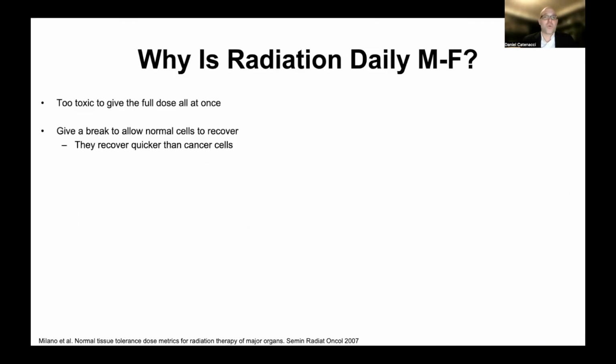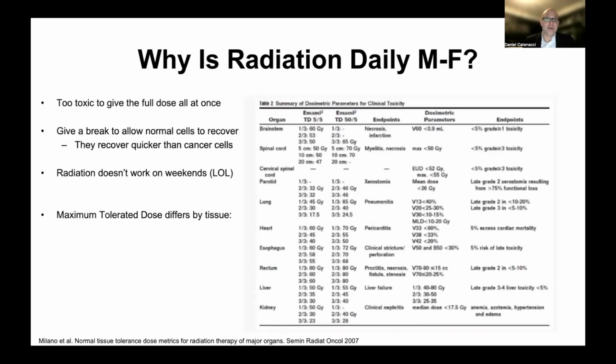Other common questions are, why is radiation daily from Monday to Friday? And so we were alluding to that the dose is quite high, the total amount of radiation that would be given through the whole treatment plan. And so to give it all at one time would be too toxic. And so breaking it up over days helps normal cells to recover in between. And also the thought is that normal cells can recover quicker than cancer cells. And so the cancer cells are more susceptible, even though we're spreading it out over time. I like to joke with my colleagues that radiation doesn't work on weekends, and that's why it's only Monday to Friday.